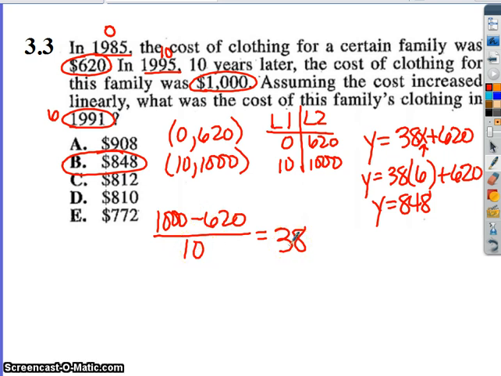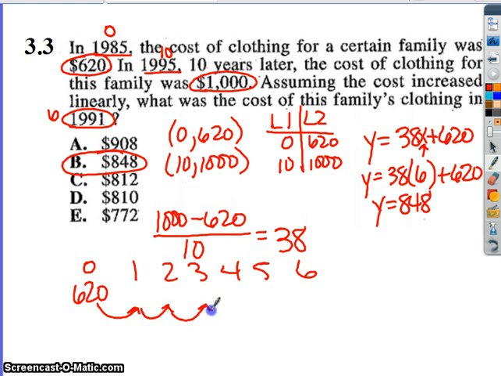And if you divide it by 10, that gives you the change over each individual year. So if it starts at 620 at year 0, and then we want to go up to year 6, you just add 38 each time. Okay, so you could figure that out on your own, just messing with it instead of having to do it in the calculator and things like that. And it will give you the same answer of 848.